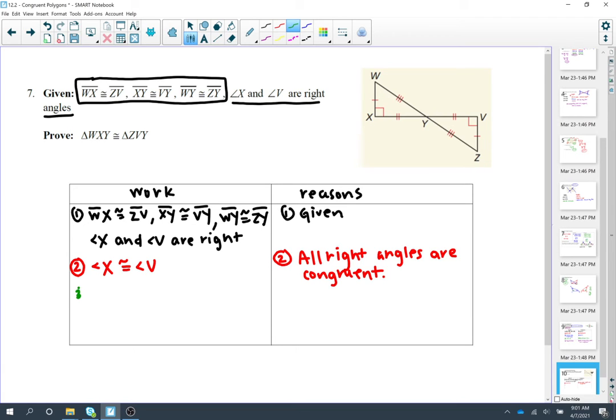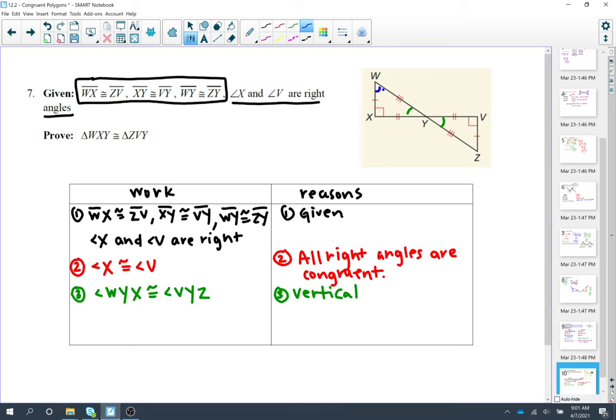Step 3, we have 2 more angles we have to prove. So I'm going to look right here, and I'm going to look right here. So those 2 are vertical angles, they're opposite each other. So I'm going to say angle WYX is congruent to angle VYZ, and the reason there is because they're vertical. So now we have 2 angles are congruent.